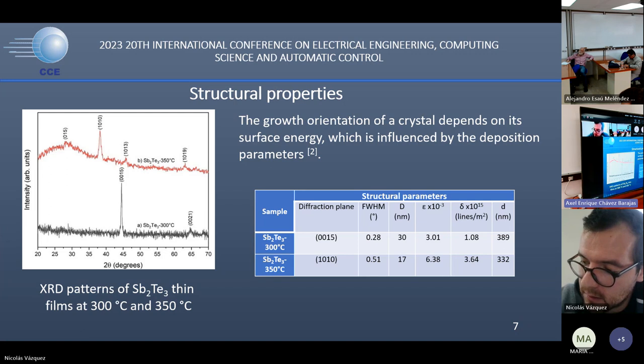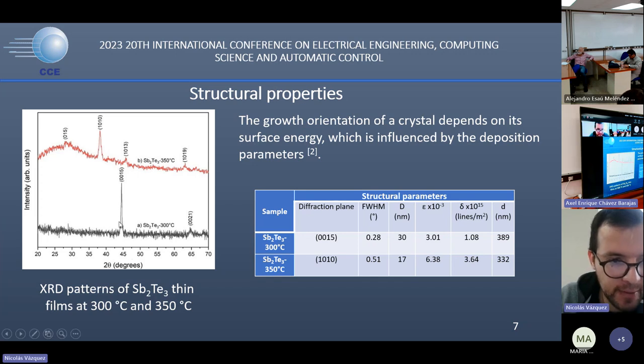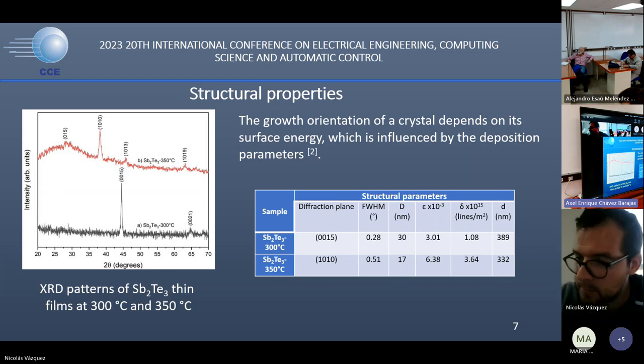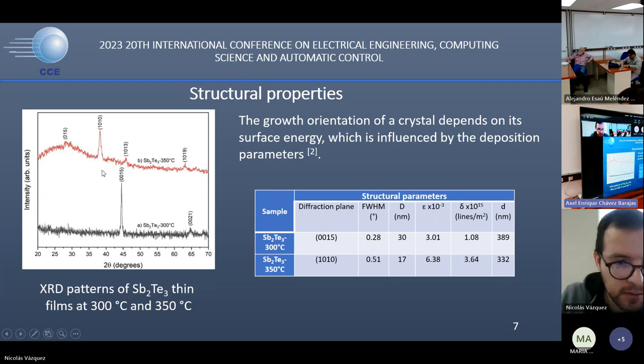You have a highly oriented layer at 300 degrees. It makes me wonder why you are using an amorphous substrate, I understand. And you have an amorphous signal on the second. We don't have too much time now, but I think you should make more experiments to reproduce and to find the intermediates.